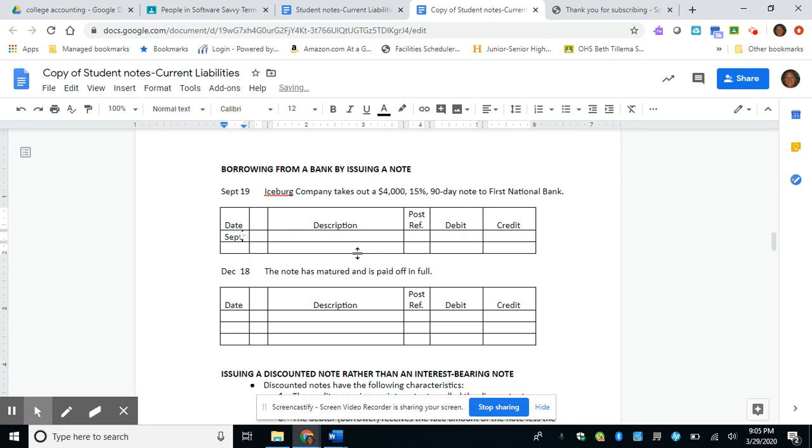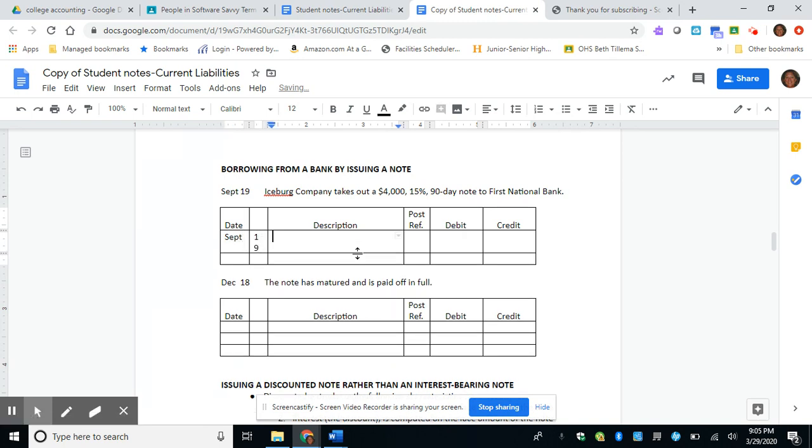When you walk into a bank and take out a loan, what you are getting for this payable is cash. And it looks like we are getting $4,000 in cash. In exchange for this cash, we are agreeing to pay it back with a note payable. So we put this in as a liability of $4,000. Now, 90 days later, we are going to pay the note off in full. Now, before we pay it off, let's just do some quick calculations here.